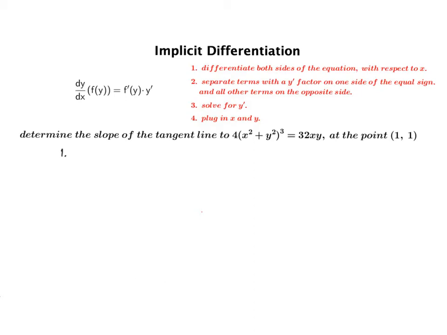So we get 12 times x squared plus y squared times 2x plus 2y times y prime. And then in our other side of the equation, we're going to use the product rule. So this is going to be 32 times x times y prime plus y times 1.